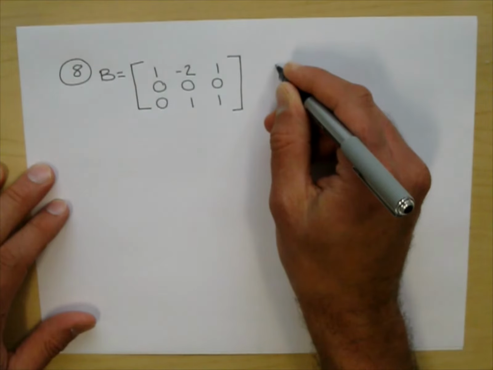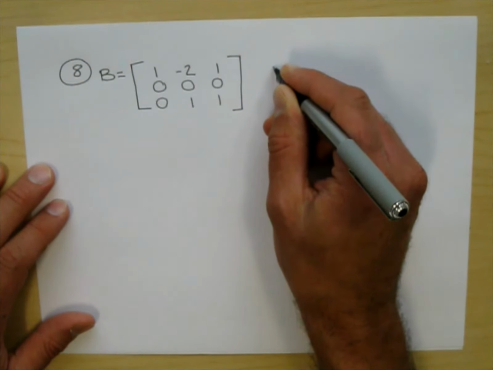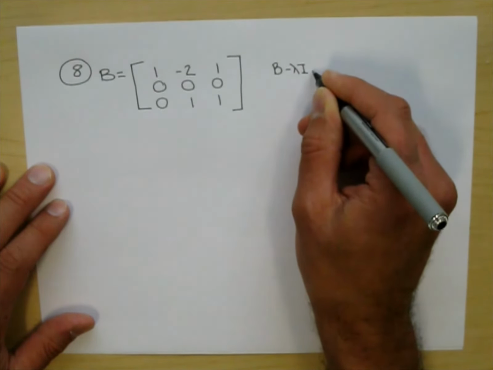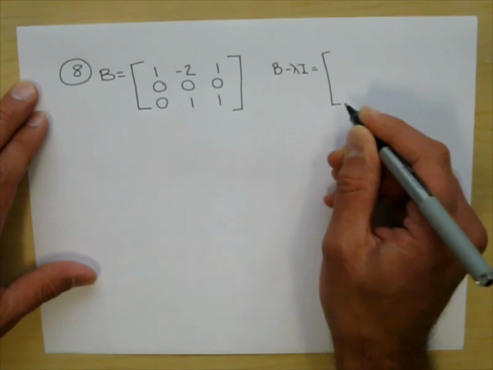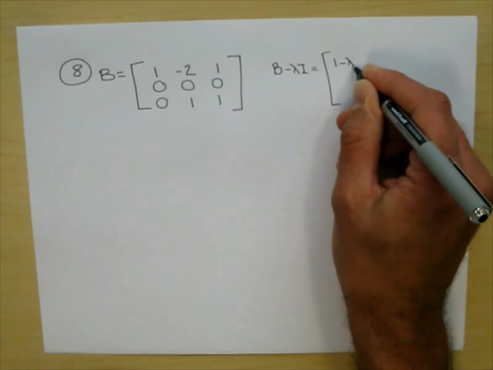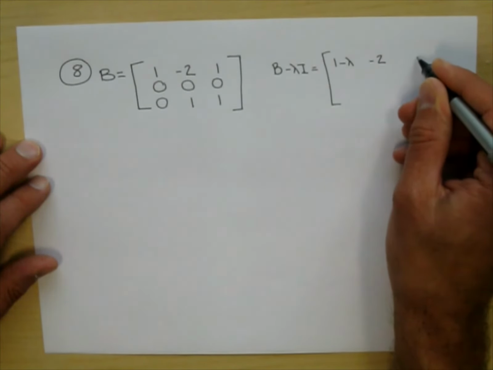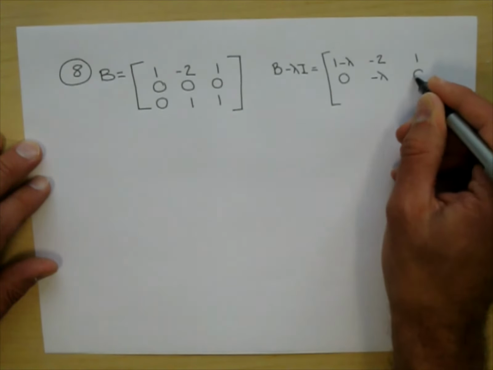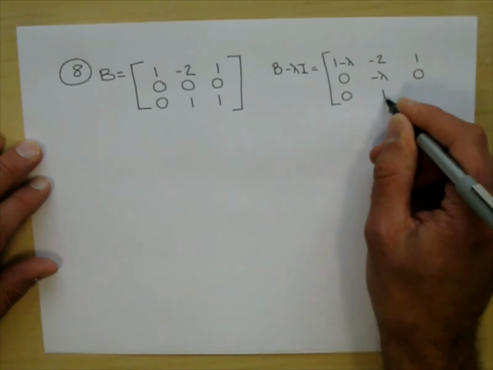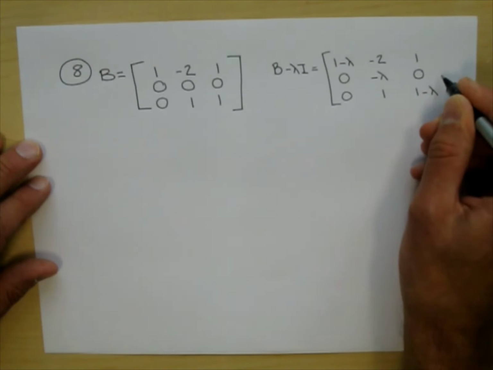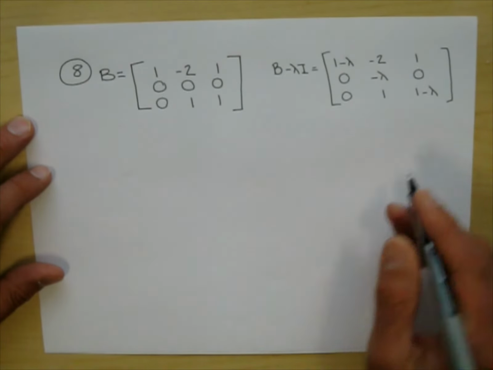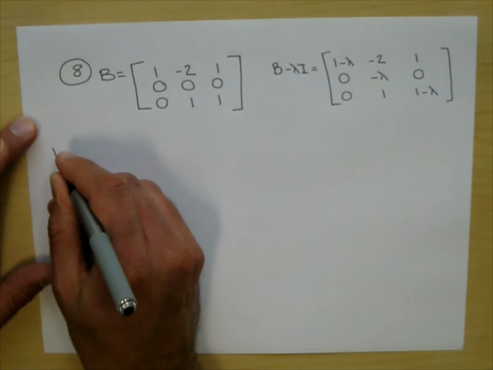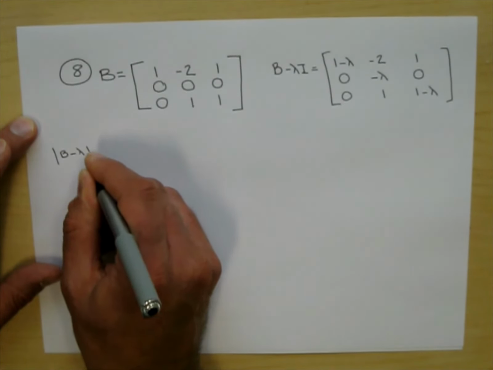The first thing I want to do is A minus lambda I, or in this case B minus lambda I, which happens to be 1 minus lambda, negative 2, 1, and then we have 0, 0 minus lambda, 0, 0, 1, 1 minus lambda. So there's B minus lambda I. I'm going to take the determinant of that, because I'm going to try to find the eigenvalues first.